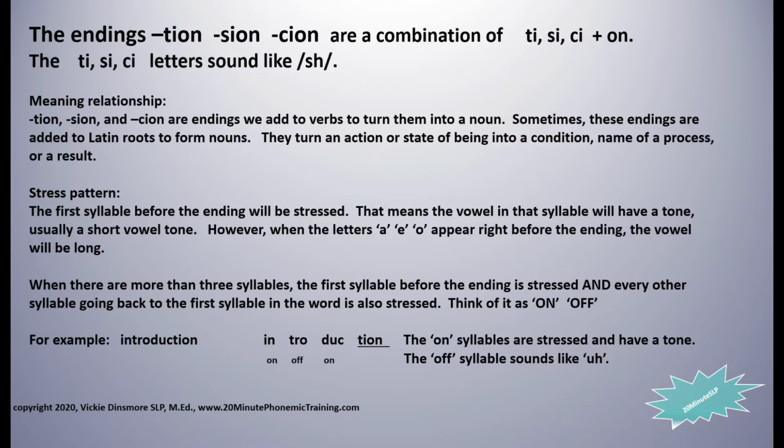But the vowel or the syllable before that will not. It's unstressed, and I like to refer to it as being turned off. Now, when the letters A, E, or O appear right before the ending, the vowel will be long. When there are more than 3 syllables, the first syllable before the ending is stressed, and every other syllable going back to the first syllable in the word is also stressed. Think of it as turned on, turned off.